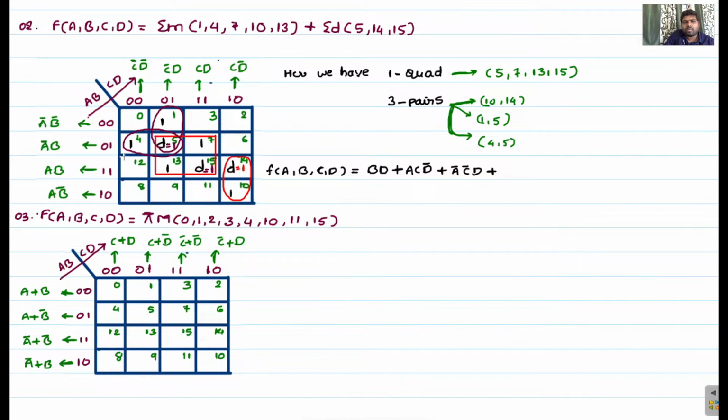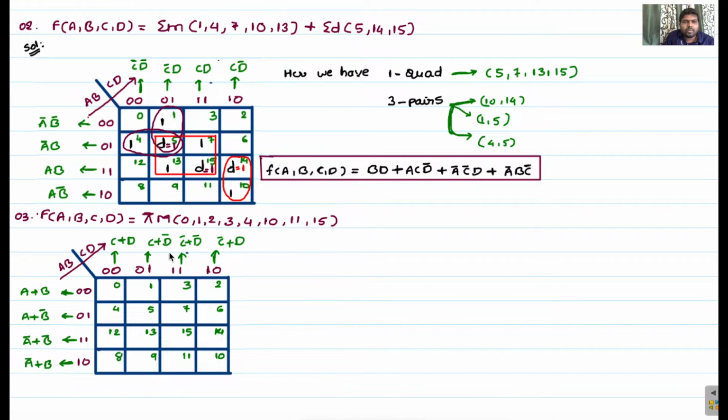If you observe the 4 comma 5 pair, this is accommodated with a single row, that is 0 1, so I will take A bar B. But this pair is accommodated with two columns, that is the C bar D bar column and the C bar D column. So if you observe these two product terms, the common element is C bar, so here I am taking C bar. Okay, so these are the 4 product terms which contain the minimum number of literals. This is our reduced Boolean expression.